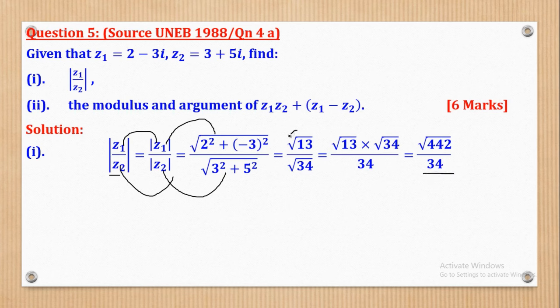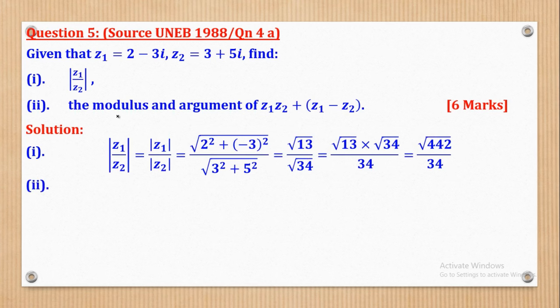So here we can't stop here because it is not possible for you to leave a third in the denominator. So always the final answer must never have a third in the denominator. So what we do, we also rationalize by multiplying both the numerator and denominator by this. That's why we come up with this.